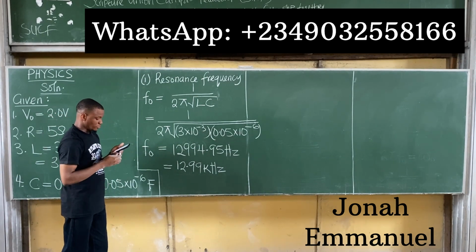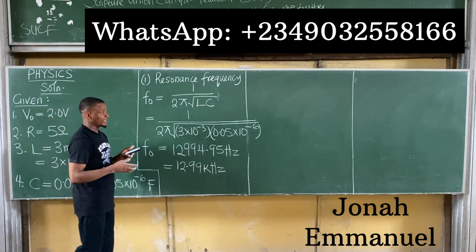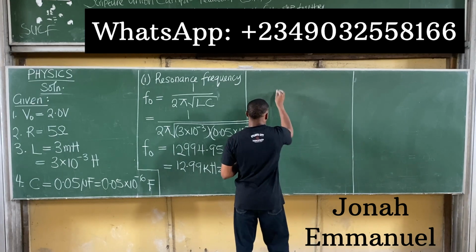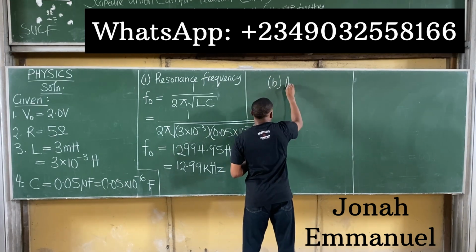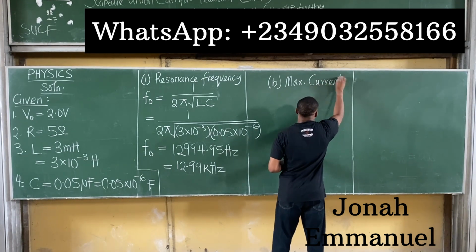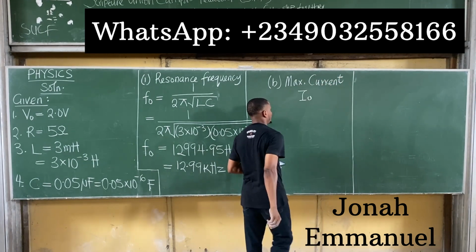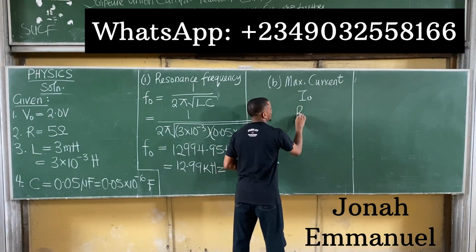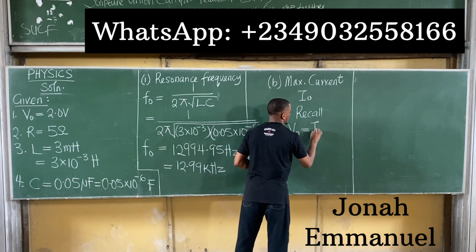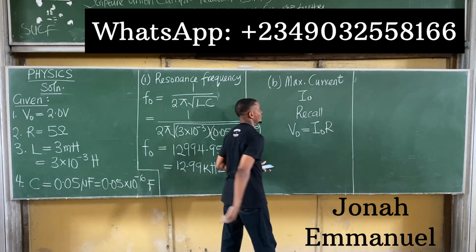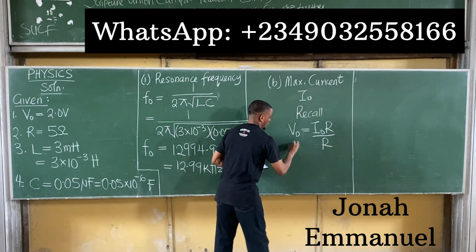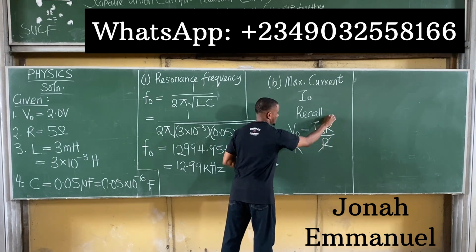Right, the next part of this question, the B part. B part said, you find the maximum AC current at resonance. If you look for maximum current, maximum current is I naught. B, you have to find max current. Max current, we said it's I naught. And from what we had before, we derived something here. We said for resonance, recall that V naught is equal to I naught times R. So if I'm asked to find I naught, I'll have to divide this by R, such that this cancels this.